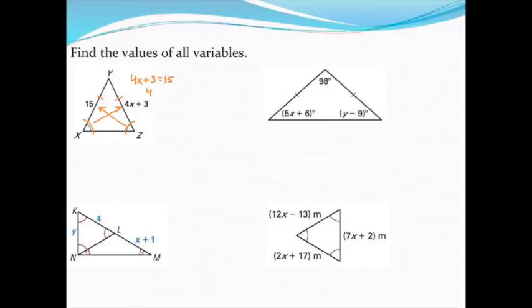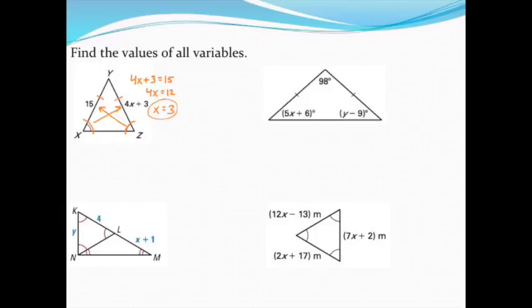From there, some hopefully basic algebra to solve. So I'll subtract 3 from both sides and divide by 4. X must be equal to 3. So there's one idea we might try. Two angles that are congruent leads to two sides that are also congruent.